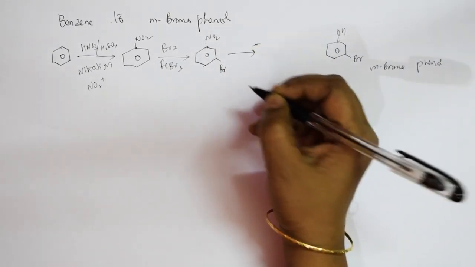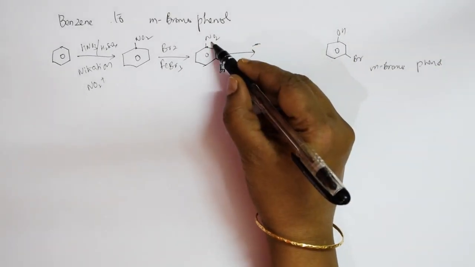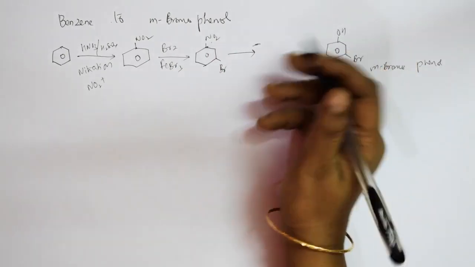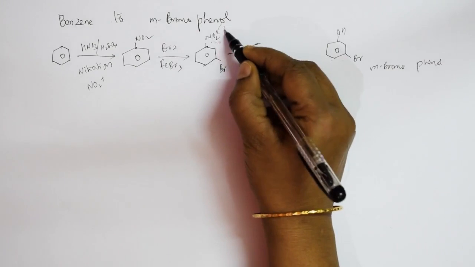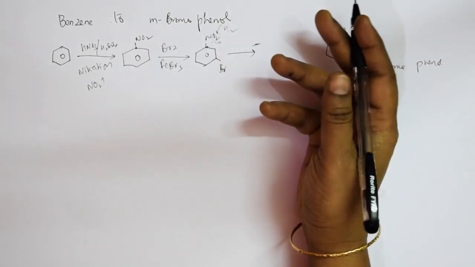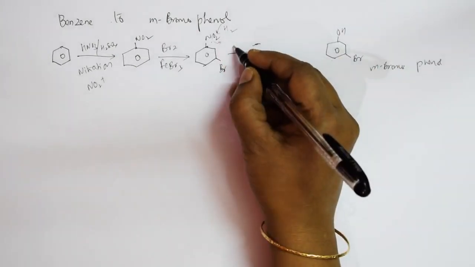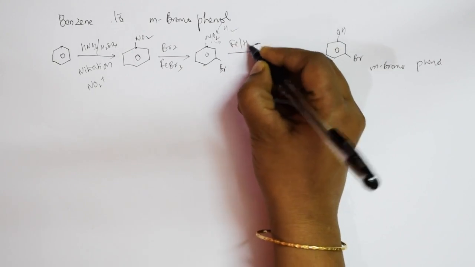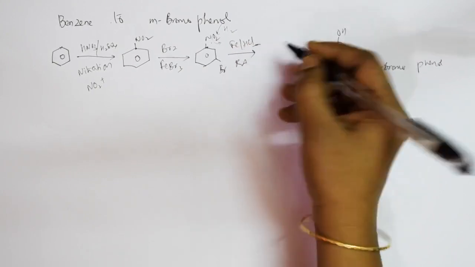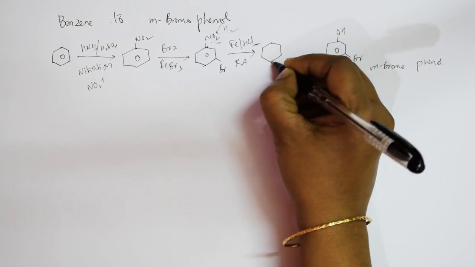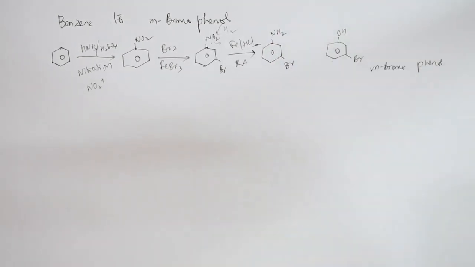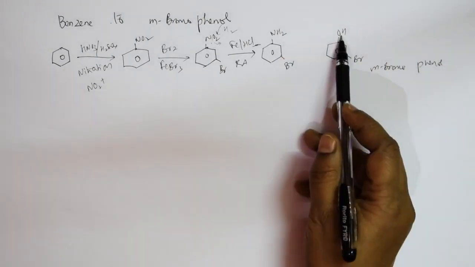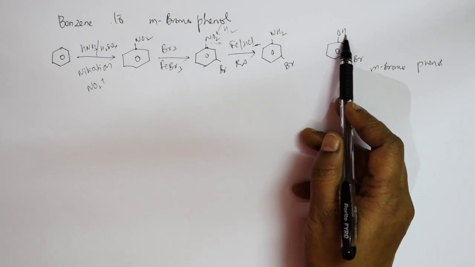Now, next thing, I have to convert the nitro group to amines. How can I convert? I have to remove oxygen and add hydrogen to this. Which will do that? Reducing agent. What are the reducing agents? Either you can take Sn/HCl or Fe/HCl. This is a reducing agent. What does it do? It immediately converts nitro to amines. Here bromine. Done. Now I have to convert this NH2, amines, to alcohols.